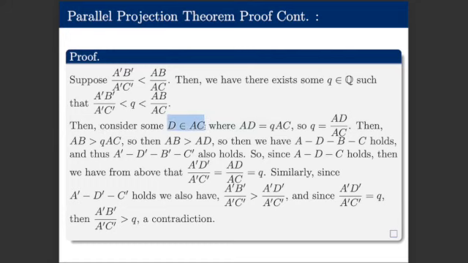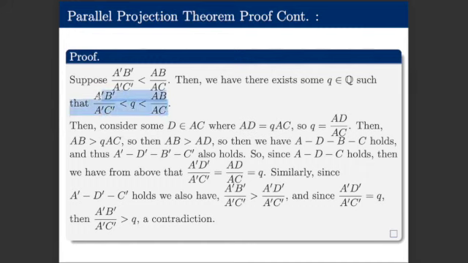So then we are fixing our Q, and then we can choose some point D. We do this by segment construction. We can choose where this D lies. So we choose our D so that AD is equal to Q·AC. And then we can manipulate this to be Q is equal to AD over AC.